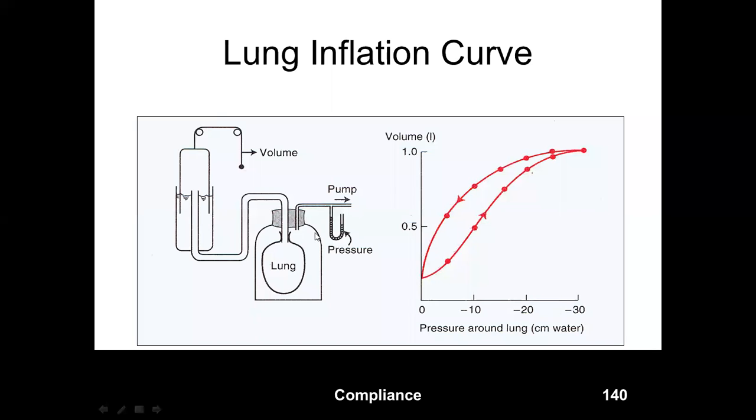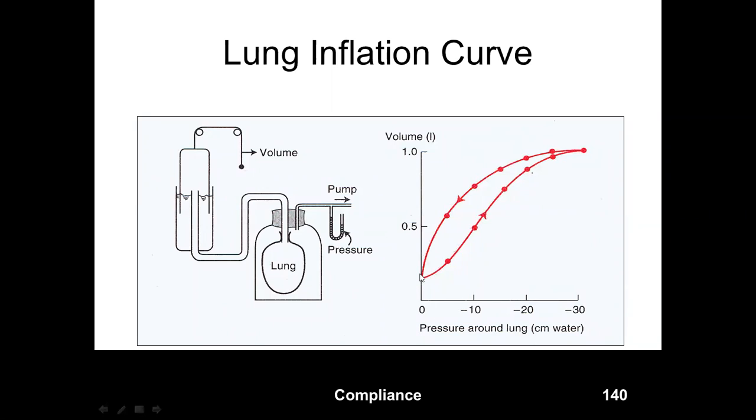When you are taking air out of the chamber, you are making the intrapleural pressure more negative. When the intrapleural pressure becomes more negative, the transpulmonary pressure becomes bigger, and the transpulmonary pressure is a distending pressure. So you can see clearly from this diagram that as the intrapleural pressure becomes more negative, the lung volume increases.